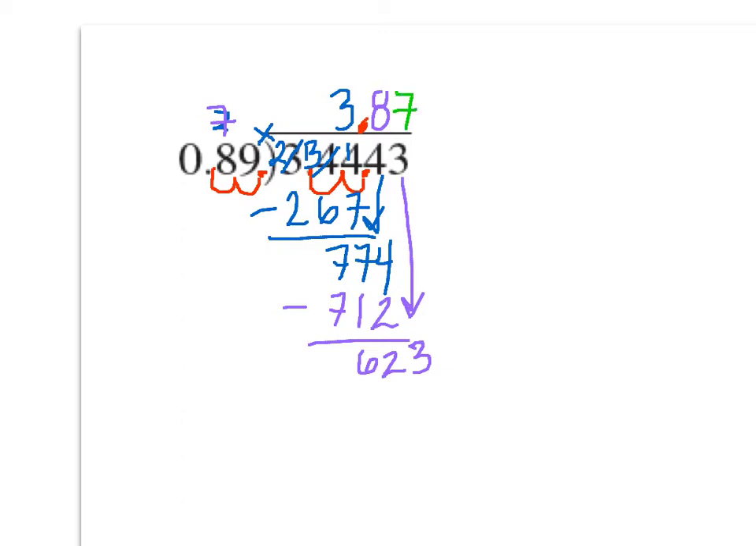7 times 9 is going to be 63. Put the 3 down, carry the 6. 7 times 8 is going to be 56, plus 6 more is going to be 62. Now I'm going to subtract and I get 0, so it came out perfectly even. Your answer is going to be 3 and 87 hundredths.